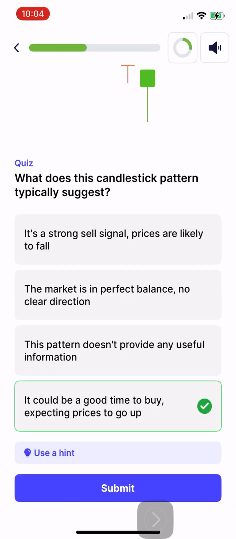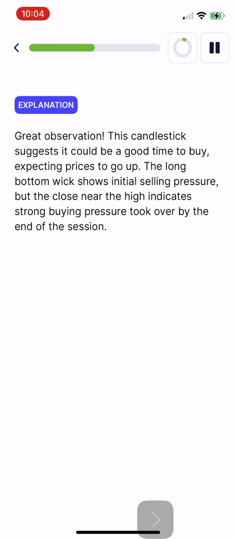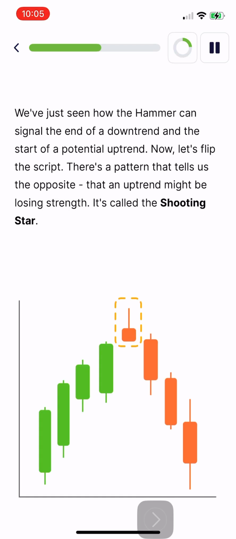Yes, you're right. Great observation! This candlestick suggests it could be a good time to buy, expecting prices to go up. The long bottom wick shows initial selling pressure, but the close near the high indicates strong buying pressure took over by the end of the session. We've just seen how the hammer can signal the end of a downtrend and the start of a potential uptrend.